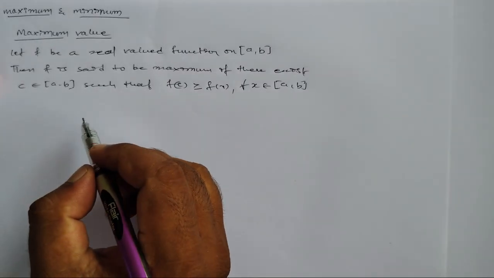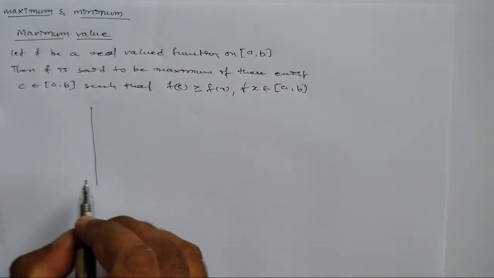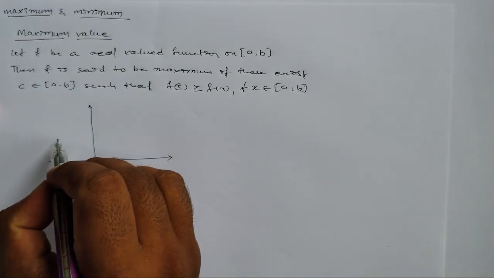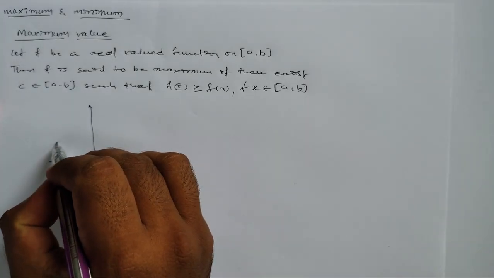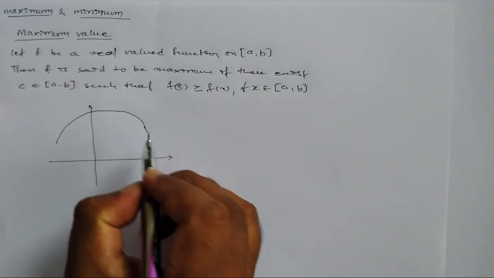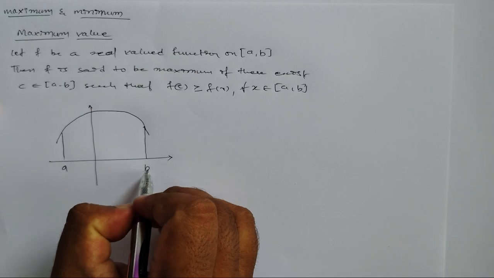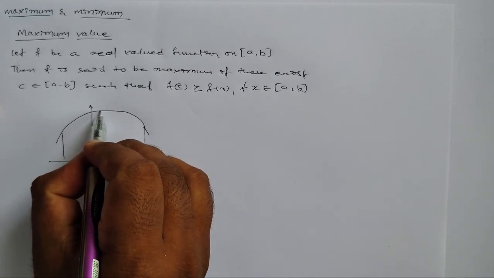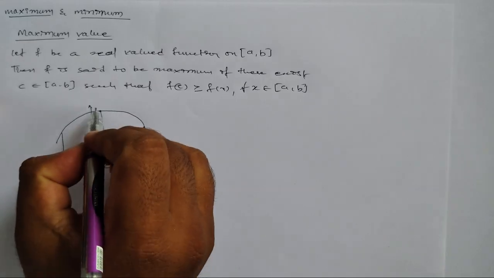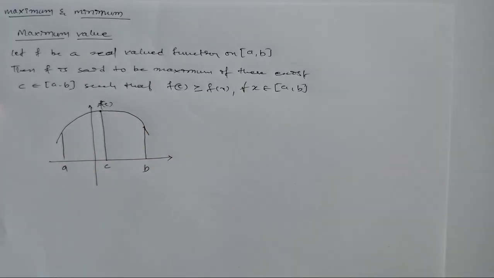Now graphically, the maximum value. Suppose this is the x-axis and this is the y-axis. Suppose the graph of the function becomes like this. Here this is a point A and this I will take as point B. There exists one point where it reaches the maximum value. That point is c, and this value becomes f of c. This is the maximum value.